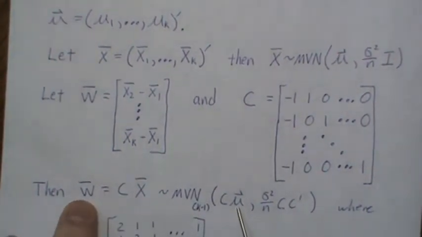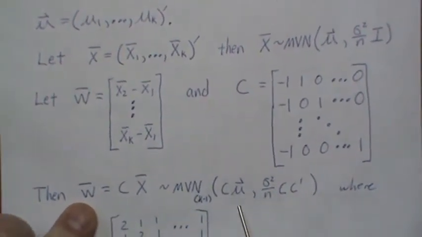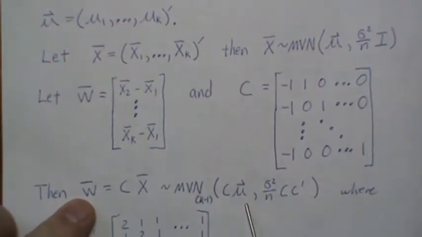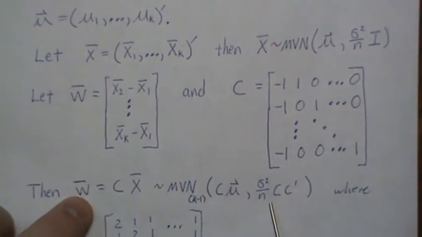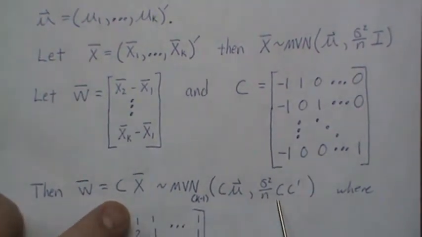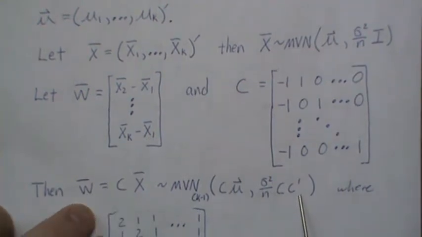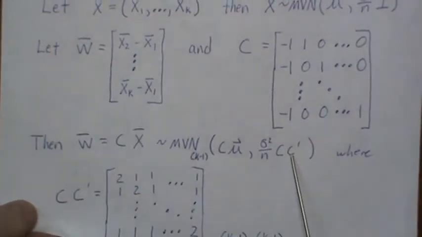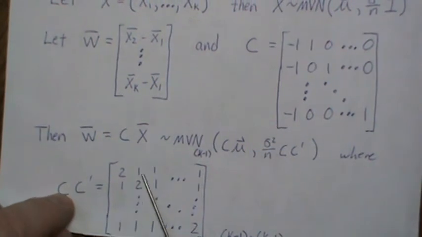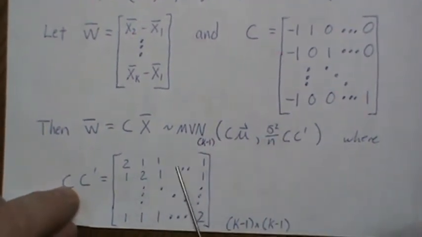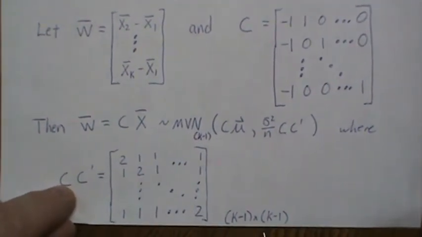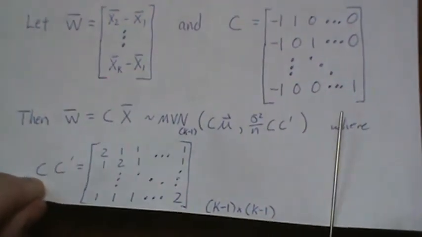So the mean of W bar is C times mu, the mean vector, and then the variance is sigma squared over N, C times C transpose. And of course, when you multiply this out, you're going to get twos down the diagonal, ones everywhere else. And again, it's a K minus one by K minus one matrix.